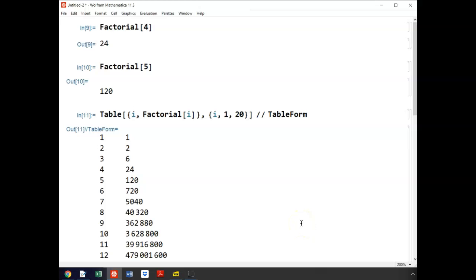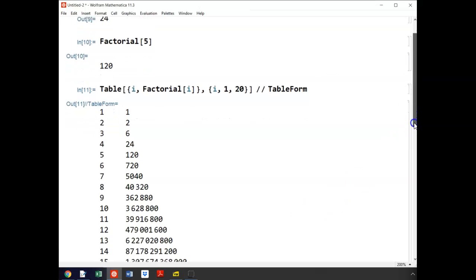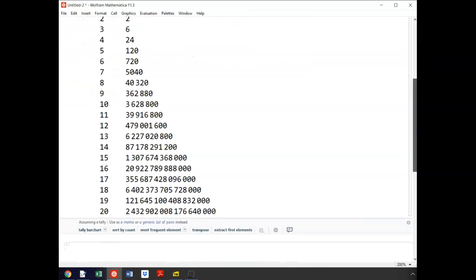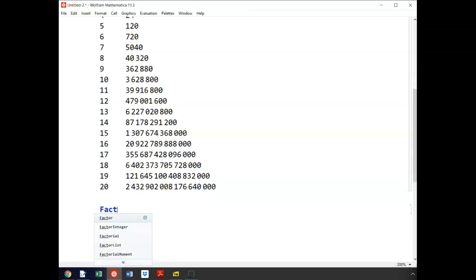Already at 12 factorial, we're at 479,001,600. So that's getting pretty big pretty fast. And then if I scroll down, we can see here at 20 factorial, this is huge, right? This is hundreds, thousands, hundred thousands, millions, billions, trillions, quadrillions. So factorials get really, really big. That's only 20 factorial. For example, if we want to see something that is bigger, let's look at 100 factorial.